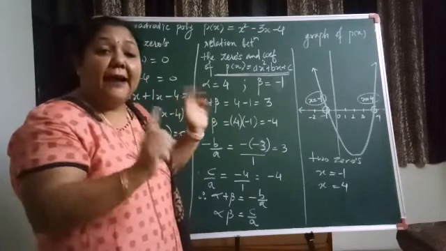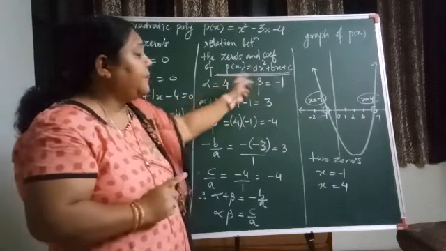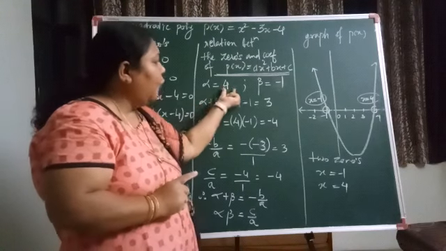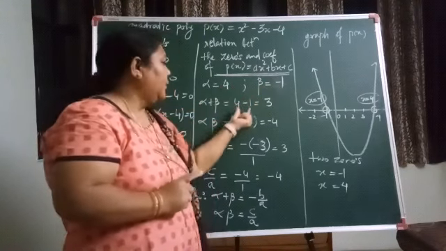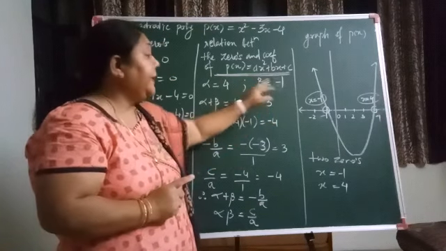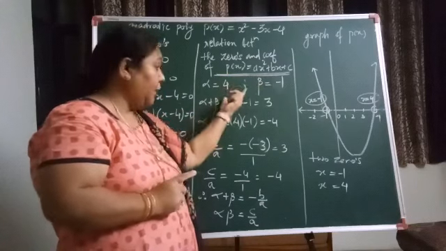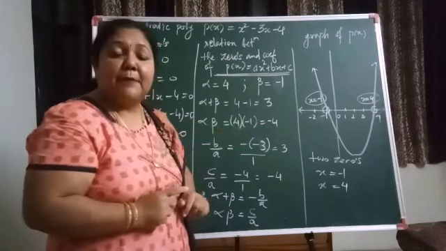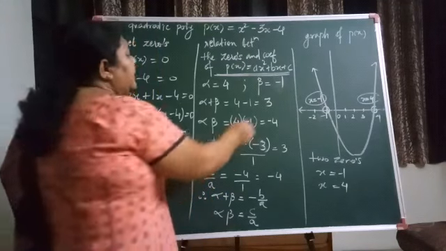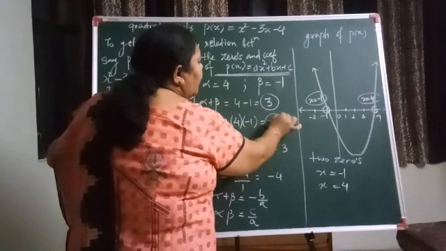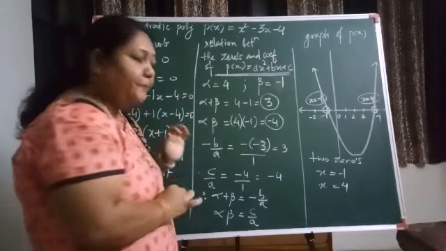Now add both the zeros, the sum of the two zeros. So the sum of the two zeros is 4 plus −1, that is 4 − 1, which is equal to 3. Then you take the multiplication of both the zeros of the polynomial, that is 4 multiplied by −1, and the answer is −4. Now the answer for the sum of the zeros is 3, and the answer for the product of the zeros is −4.